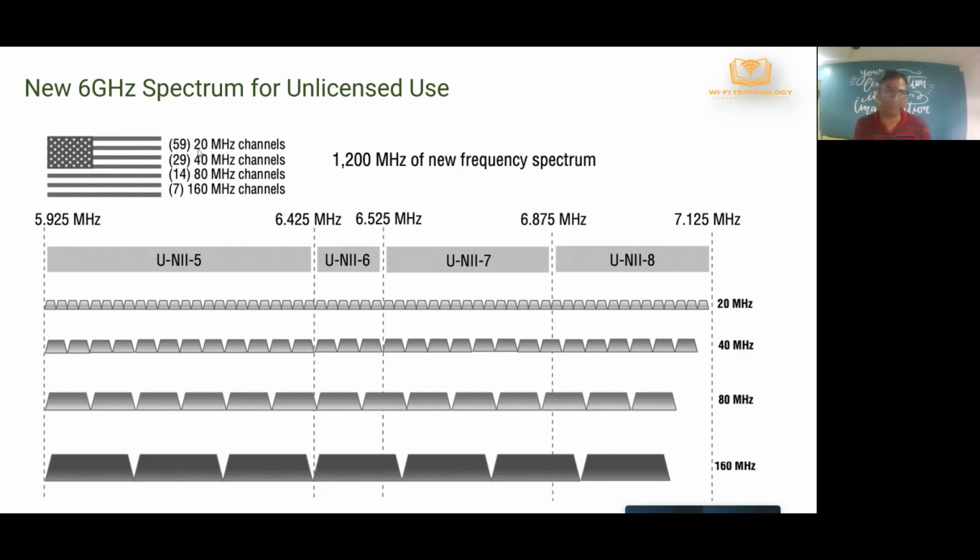And if you're using channel bonding, of course, doing 40 megahertz, then you have 29 channels. If you're using 80 megahertz, you have 14, and 160 gives you 7. And then the new Wi-Fi 7, of course, if you're doing 320 megahertz channels, then you'll get about 3 channels. So that is a lot of frequency channels available for unlicensed use in the 6 GHz. This is the reason why 6 GHz spectrum is so exciting.